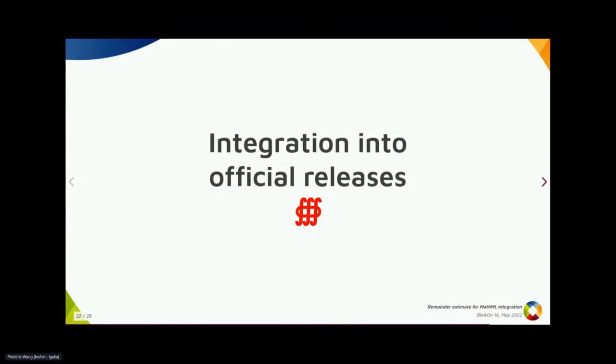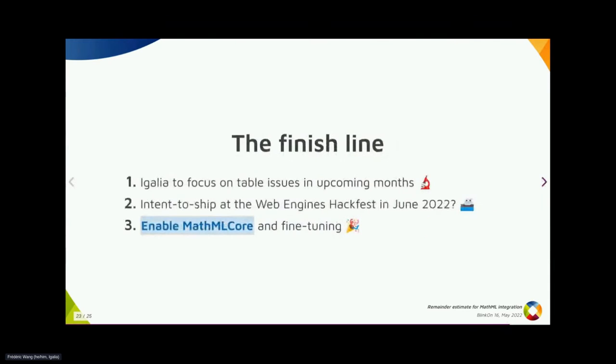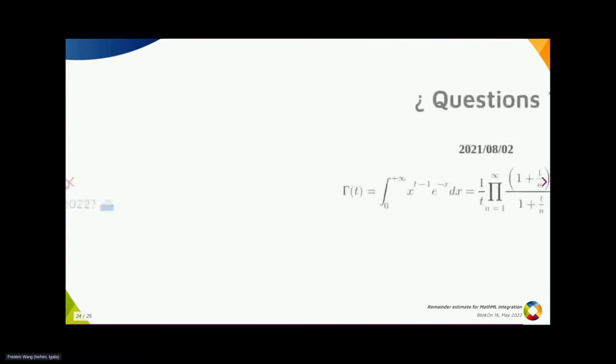So, to summarize, in order to integrate MathML into official builds, we will first put all our effort on the table issues in the upcoming months. And then, if everything goes as expected, we plan to send an intent to ship. And probably we can do that at the Web Engines Hackfest in June. And when it's approved, we can turn the flag on and we'll have some eventual fine tuning. But we'll cross our fingers and hopefully everything will be good.